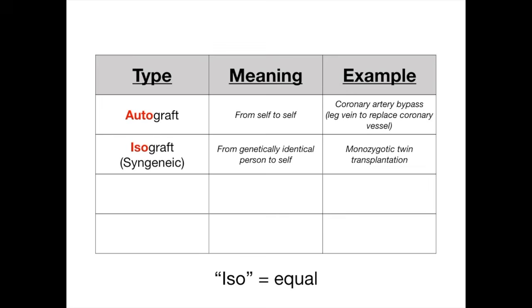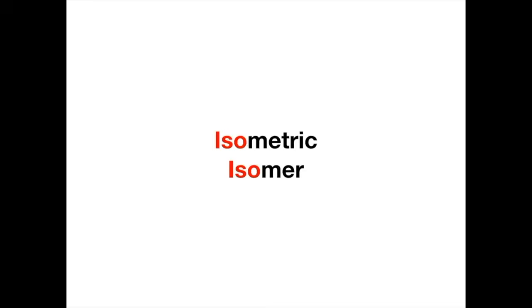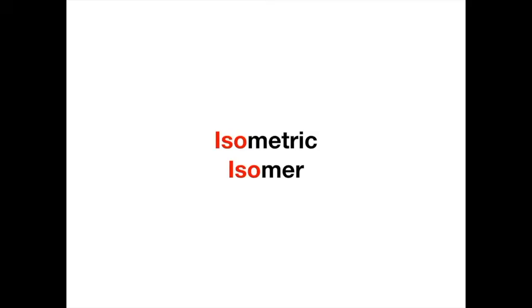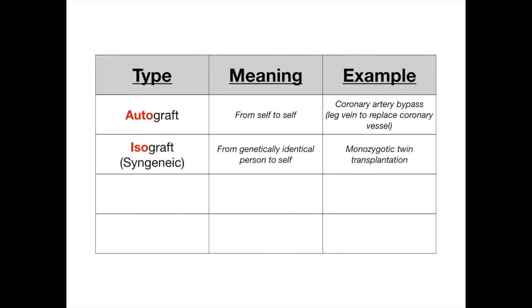This really only occurs in monozygotic twins. Now, syngeneic: syn means with, and geneic is genetics, so with the same genetics. But iso means equal, and if you don't believe me, let's look at some words. Isometric, right? Equal measurement. Isomer has the equal formula or equal composition in chemistry. So iso means equal, and an isograft is an equal graft. It's a transplant coming from somebody that's genetically equal to you, so that's your monozygotic twin. That's isograft, all right? So auto means self, iso means equal. The next one is allograft.